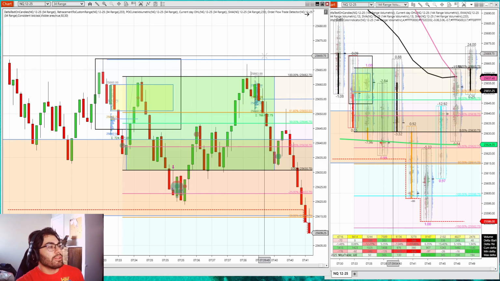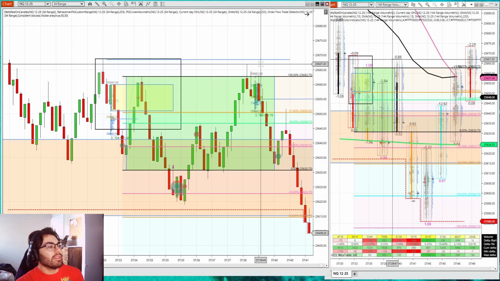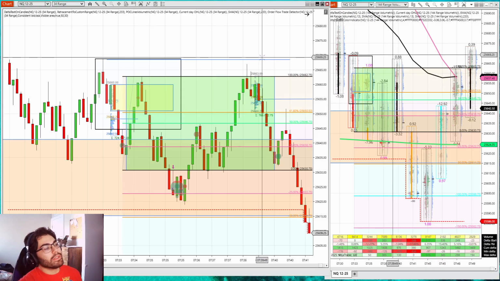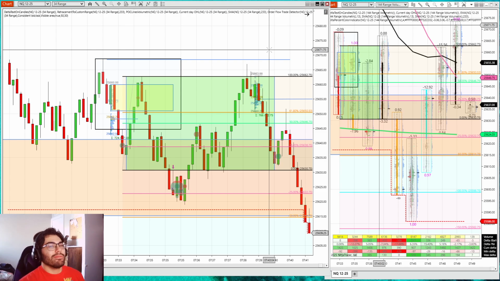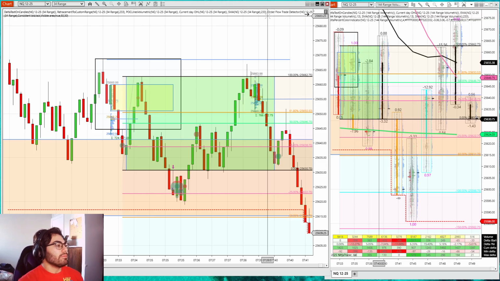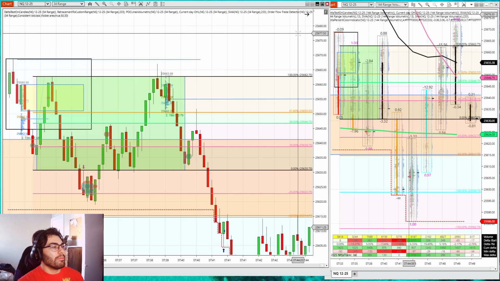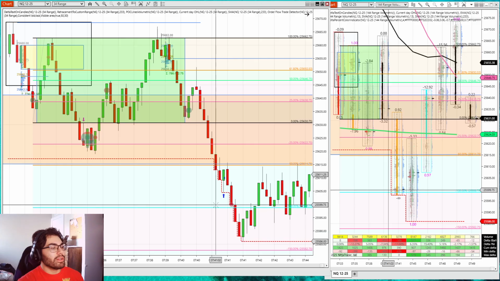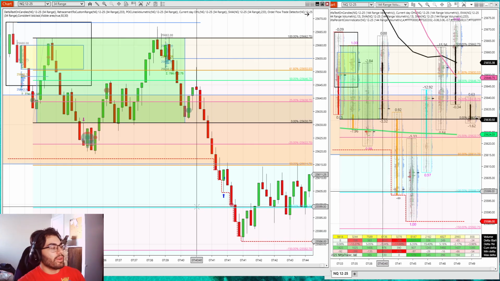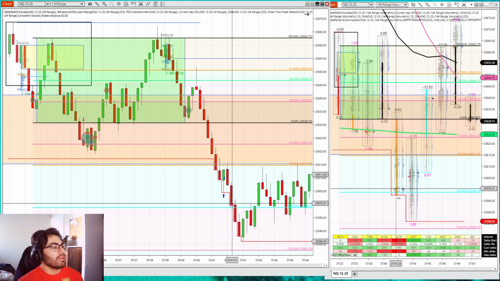I was very close, like within 2 points of getting stopped out for sure. It would not have been my best day, but it wouldn't have been my worst day either. Ultimately, we stuck with our model, we stayed true to it, and price was able to retrace back. I was trying to target the 100 level right here, which is this blue cyan level.